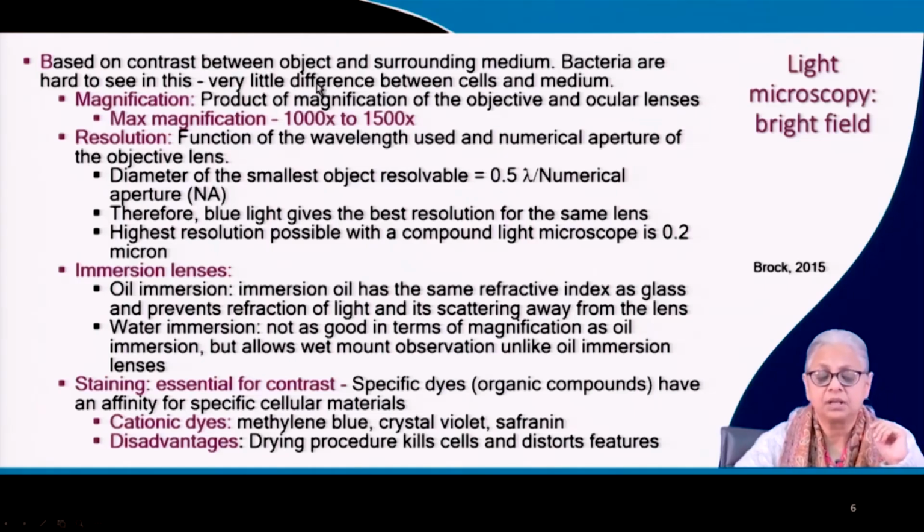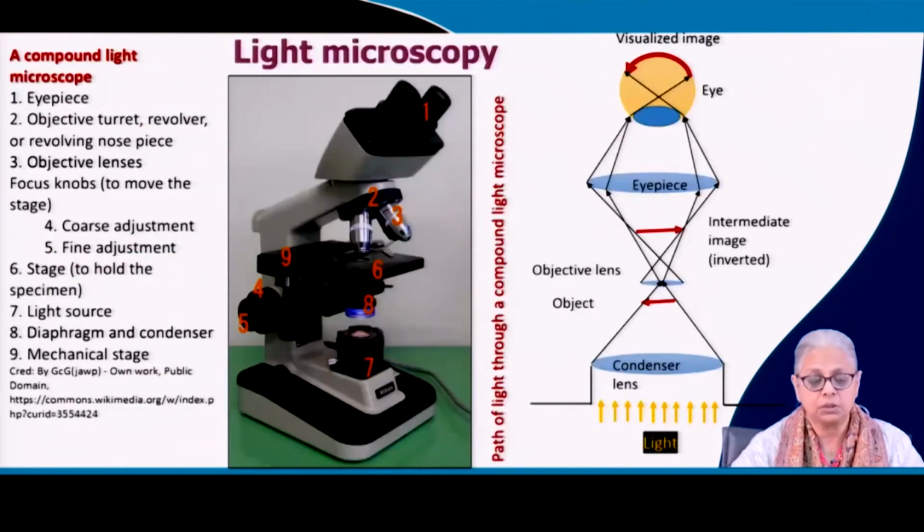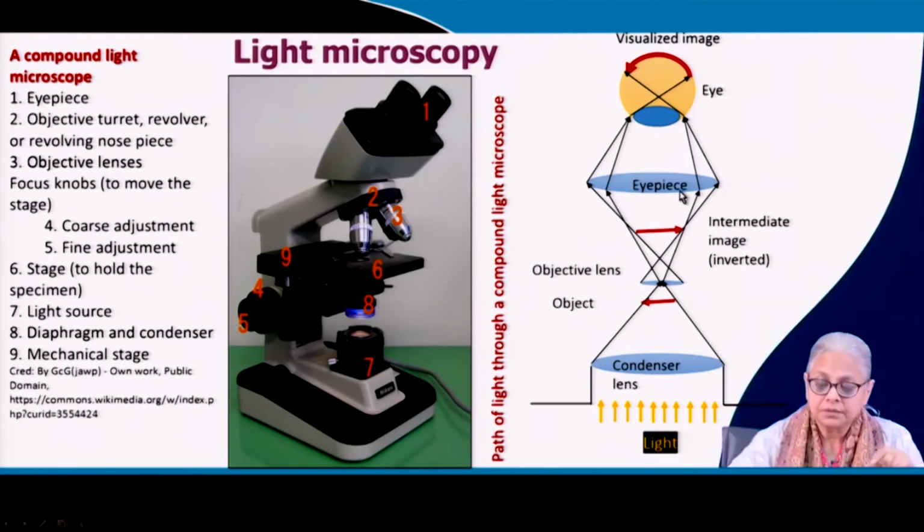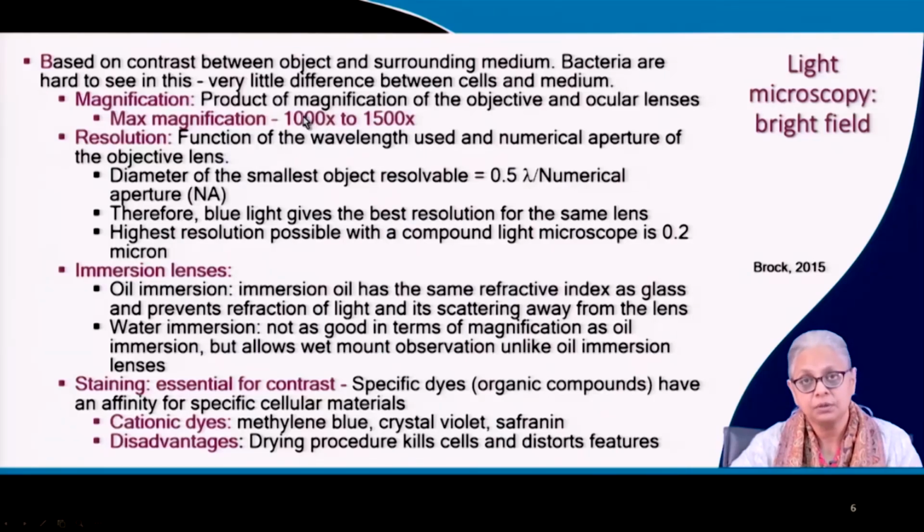That's the first thing, because there's very little difference between the cells and the media or the water that they are in. Then we come to the second point, and that is magnification. What is the magnification of any particular microscope? I already said there are three options here: 10 times, 40 times, and 100 times. This is the eyepiece, the ocular lens, and the objective lens is over here. The maximum magnification of the objective lens is 100 times. The eyepiece gives you another 10 times magnification. So the total magnification therefore is 1000.